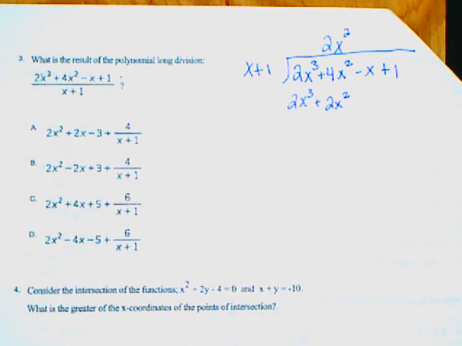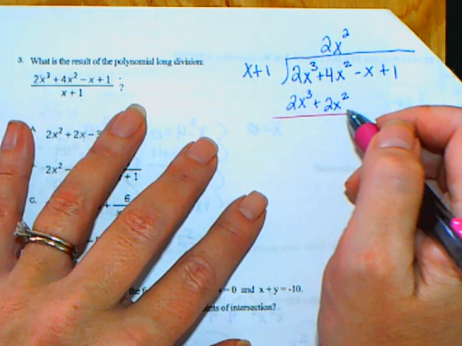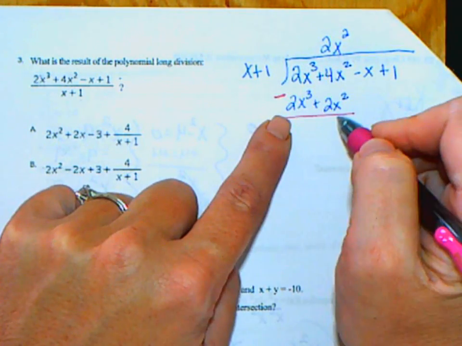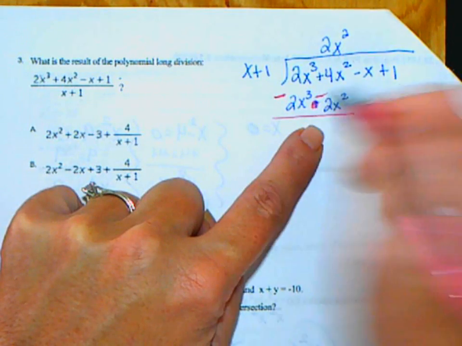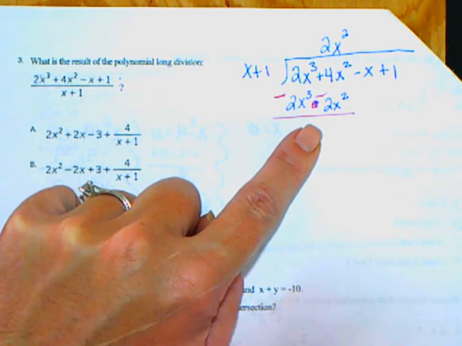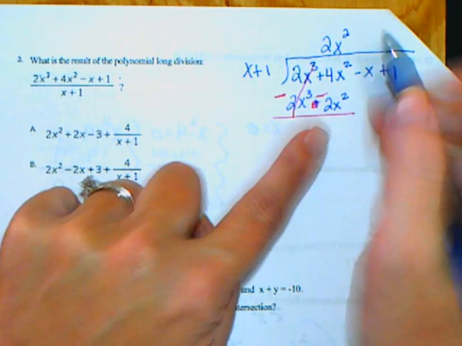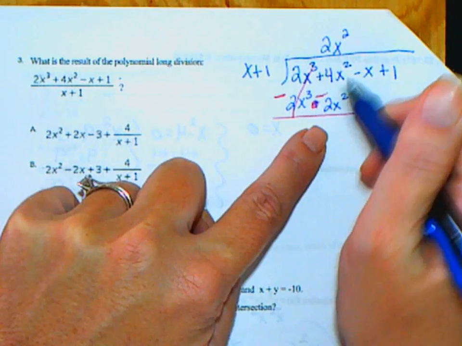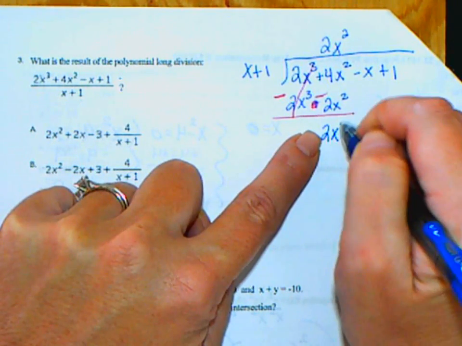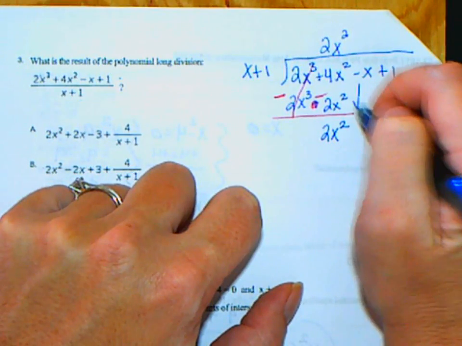And this is where we draw a line, and we change the signs of both of them. So positive 2x cubed will become negative 2x cubed. Positive 2x squared will become negative 2x squared. 2x cubed minus 2x cubed is 0. And then what is positive 4x squared minus 2x squared? 2x squared. And then that next term, we're going to drop it like it's hot.